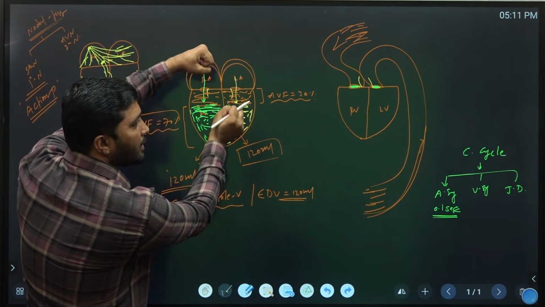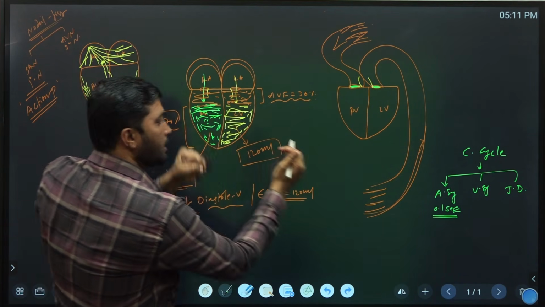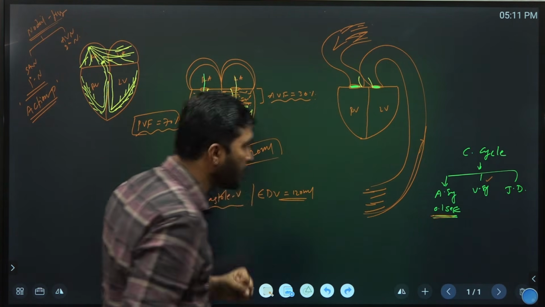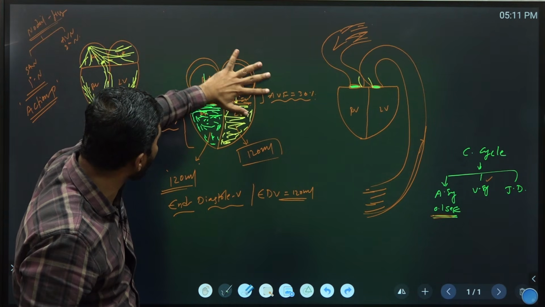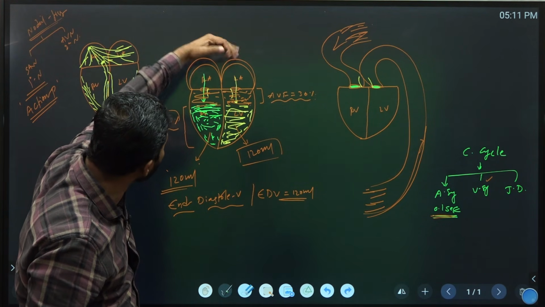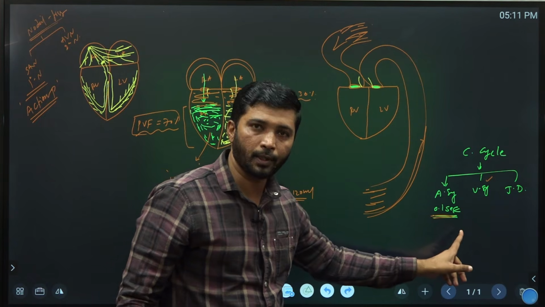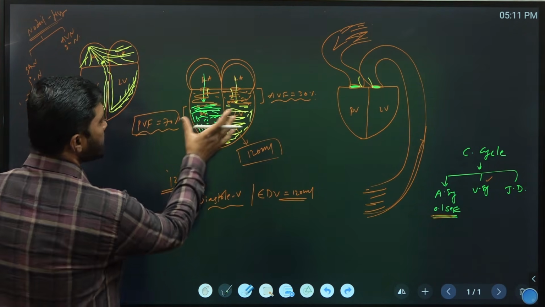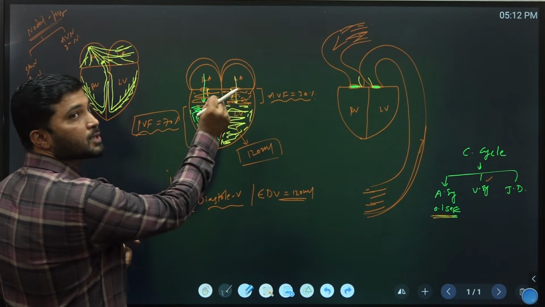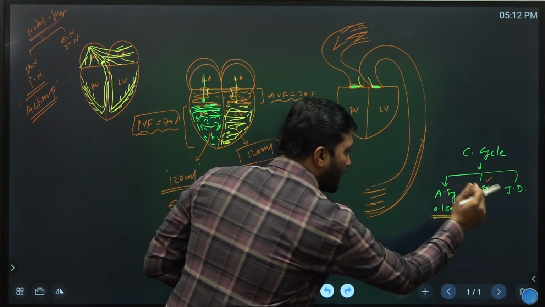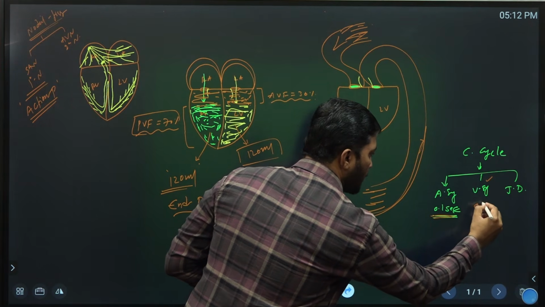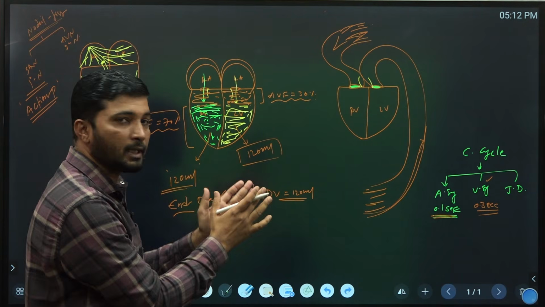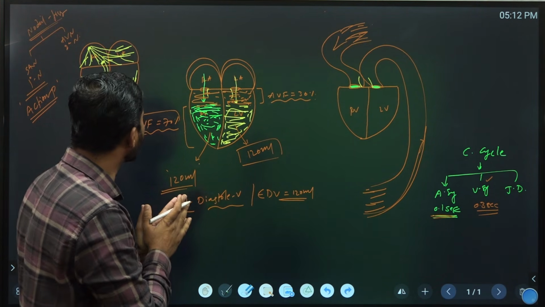Now we go to the second event in the heart, that is ventricle systole. Within 0.1 second, the auricle systole completes. Means the action potential spreads to the auricle, it gets excited, contracts, and the blood passes within 0.1 second. Next, we go to the ventricle systole. Means the lower two chambers contract, called ventricle systole. The duration is 0.3 seconds.